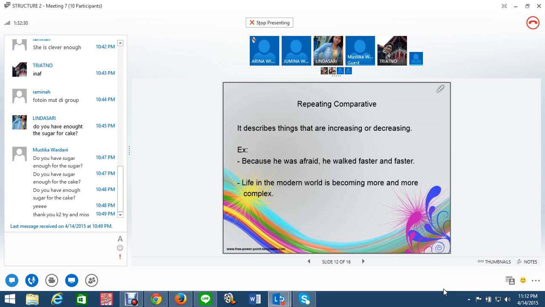The example, you can see the slide. Because he was afraid, he walked faster and faster. Jadi repeating, ada pengulangan, okay. Pengulangan, faster and faster. Yang kedua, life in the modern world is becoming more and more complex. More and more complex. Jadi ini pengulangan, dia increasing, more and more, okay.